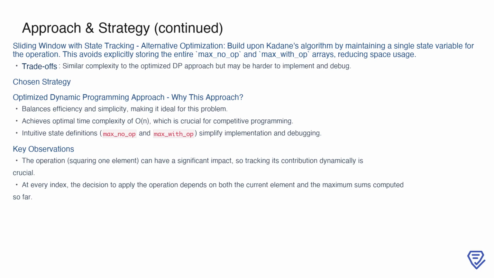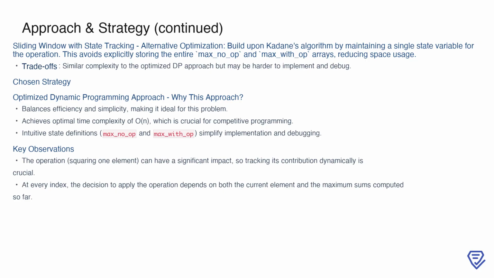Another way to optimize the problem is by using a sliding window approach with state tracking. This builds on Kadane's algorithm but avoids explicitly storing arrays for the two states, instead maintaining a single variable to track the effect of the operation. While this method retains the O(n) time complexity and further minimizes space usage, it can make the implementation more challenging to debug and understand.